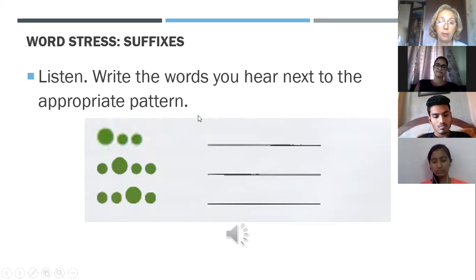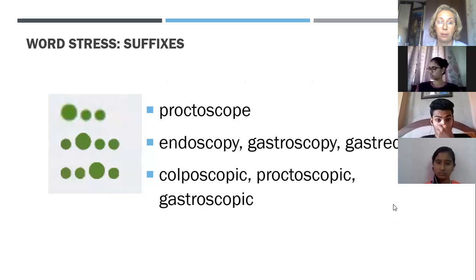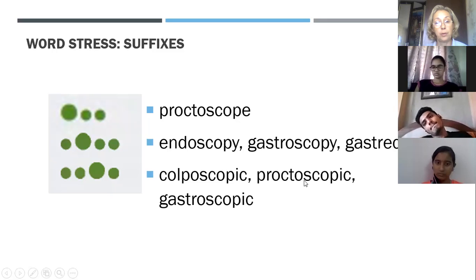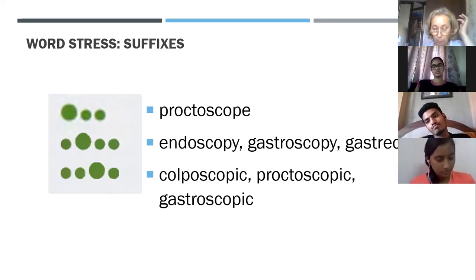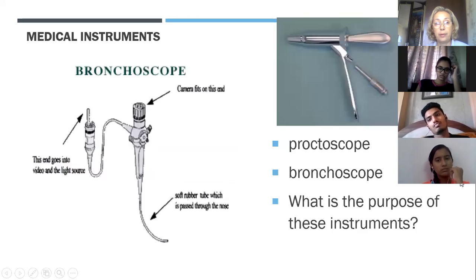So here they are. Exercise 4. The words: proctoscope, endoscopy, gastroscopy, gastrectomy, colposcopic, proctoscopic, gastroscopic. So be careful with the stress. Normally the stress falls on the third syllable in a long word that consists of, for example, 4 syllables. Well, that is about suffixes.